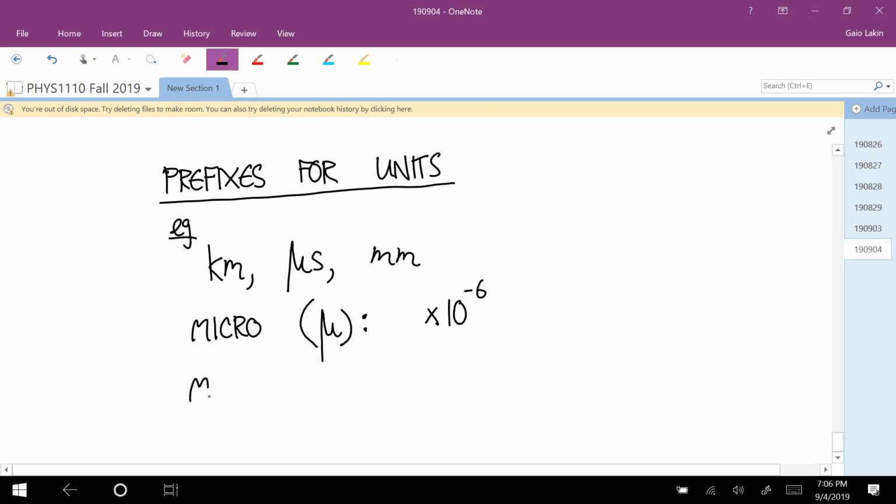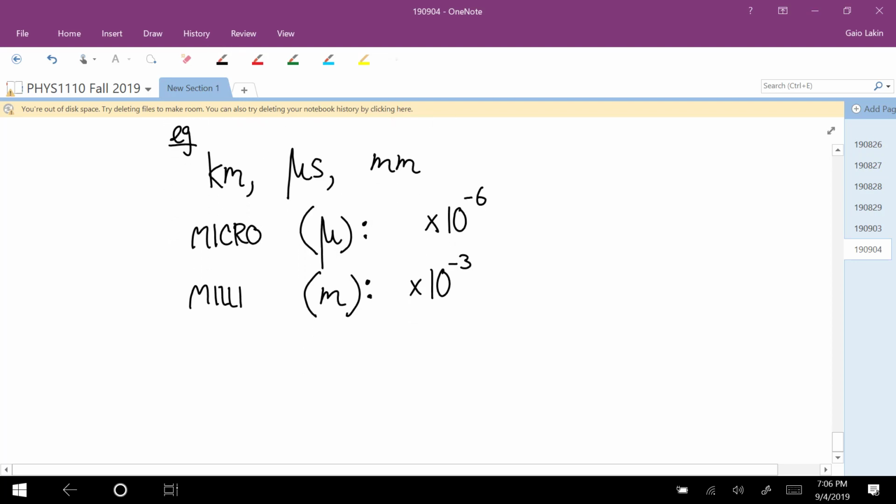And then the next one is milli, M-I-L-L-I. That's represented with a lowercase m. And anytime you see that lowercase m, you can think of that as meaning times 10 to the minus third. And then centi, that's abbreviated with a lowercase c, and that means times 10 to the minus second.